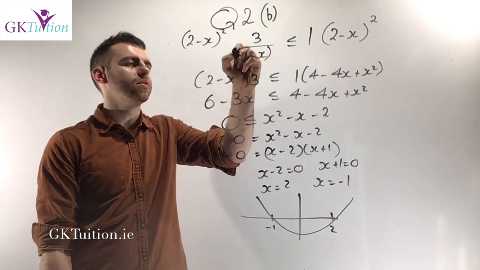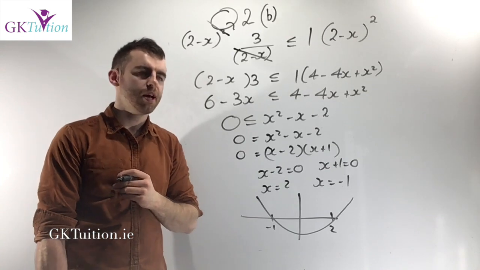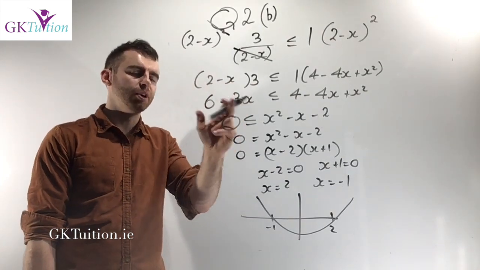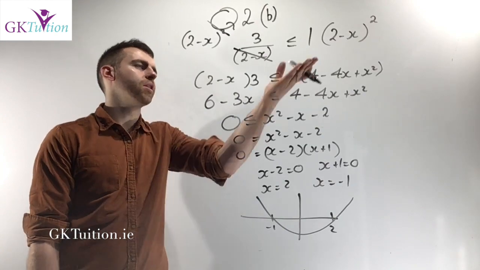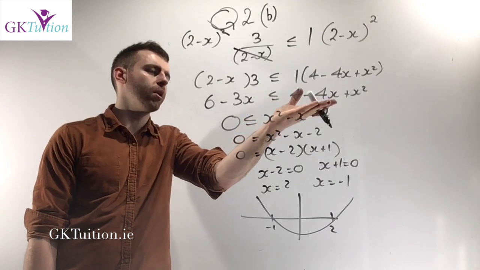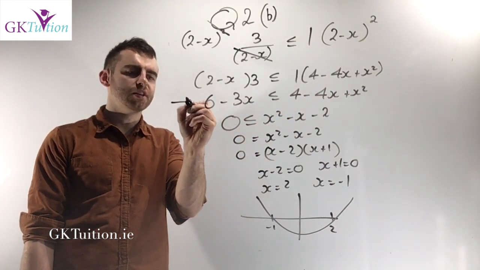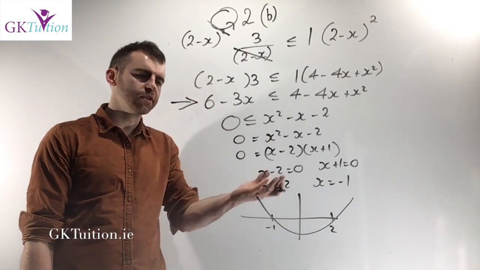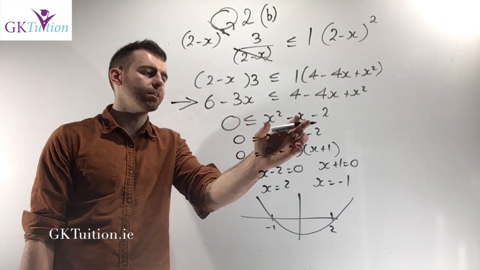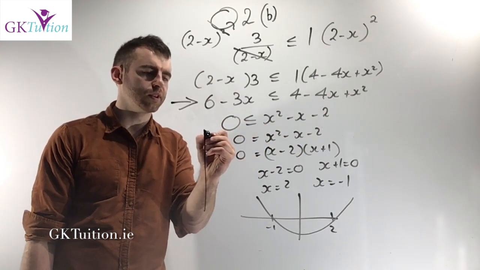On the left hand side, the 2 minus x on the bottom will divide into one of the 2 minus x's on top. And I'm actually just left with 3 times (2 minus x), which is 6 minus 3x. On the right hand side, you just multiply (2 minus x) by (2 minus x), and you get 4 minus 4x plus x squared. And at this stage, you should recognise that you've got a quadratic, so you bring everything to one side, and you end up with 0 is less than or equal to x squared minus x minus 2.